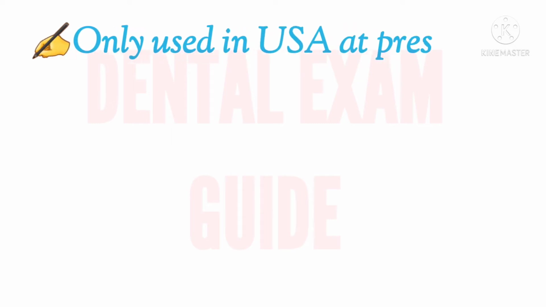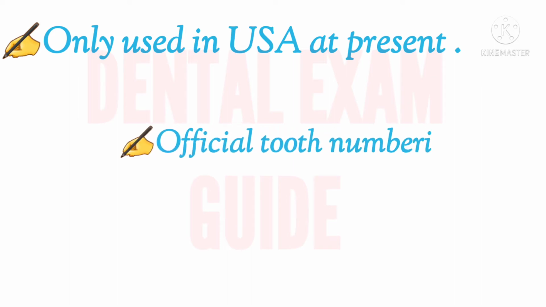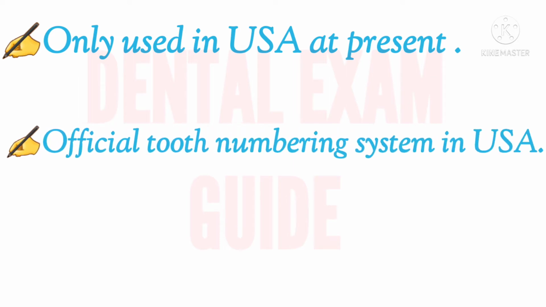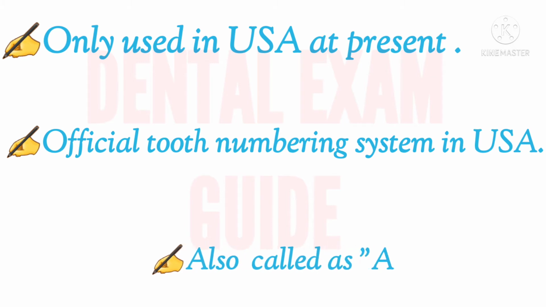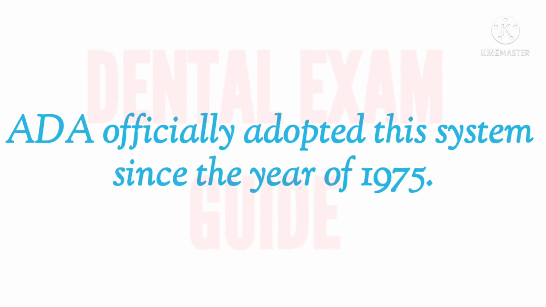Today, Universal Numbering System is an interesting misnomer, because it's not used universally now; it's used only in the USA. It is the official tooth numbering system used in the USA and is also called the American system, and it was officially adopted by the ADA in the year 1975.